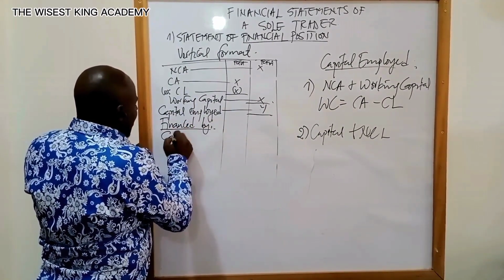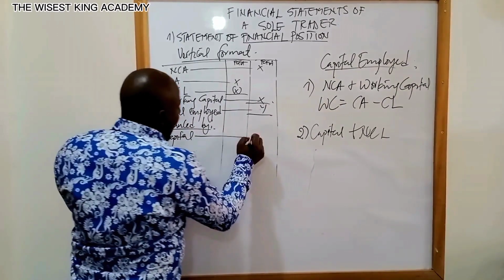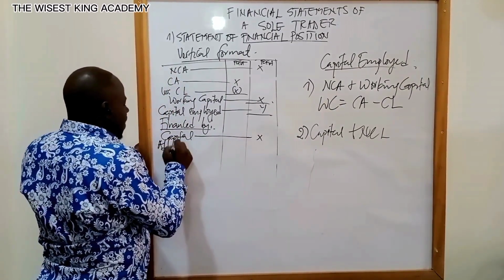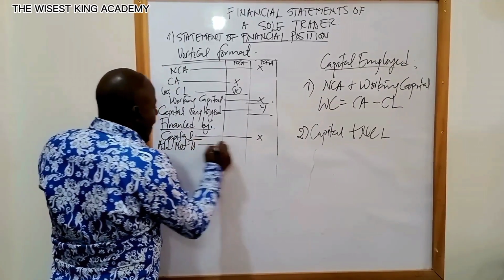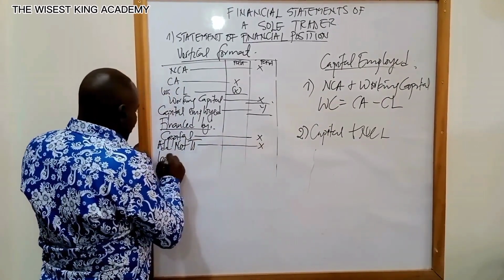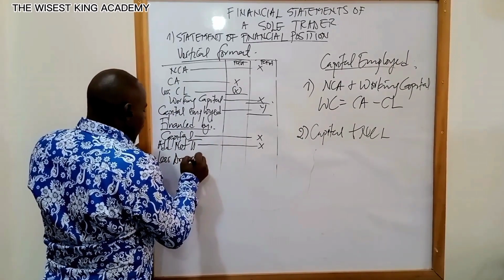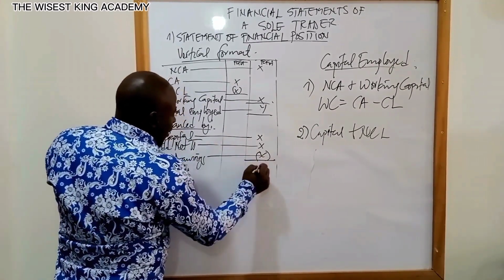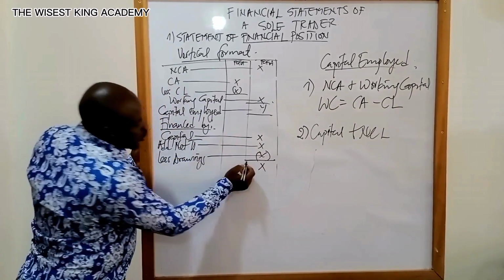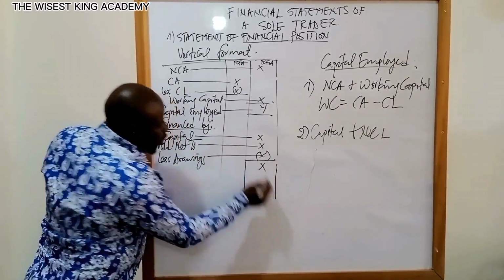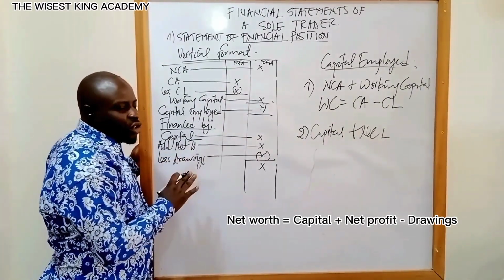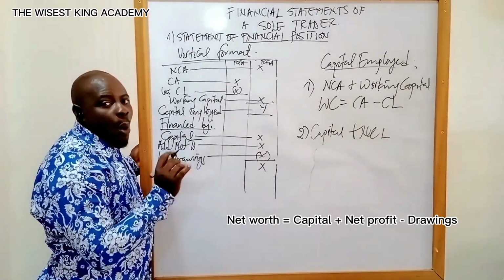Now, in the second section of the balance sheet, the finance part, we have capital, we add net profit, we less drawings, and we have this total. Please, this total is known as the net worth. Capital plus net profit minus drawings is known as the net worth.